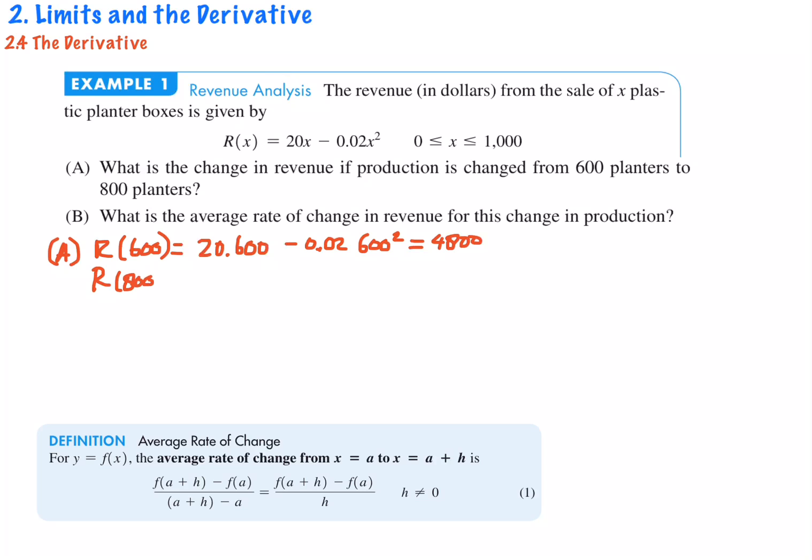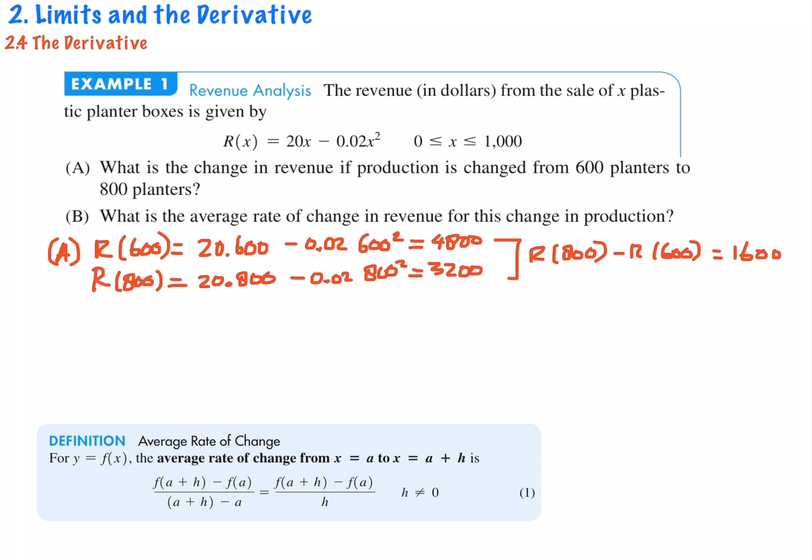R of 800, then we'll just substitute the x with 800, and we'll get 20 times 800 minus 0.02 times 800 squared. Then we'll get 3,200. So when we count the change in revenue from 600 to 800, it will be R of 800 minus R of 600, and that will be equal to 4,800 minus 3,200, 1,600. So B is this one.